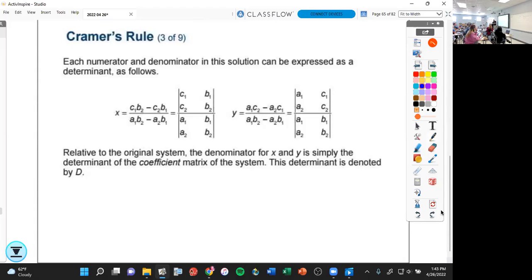Moving on. Each numerator and denominator in this solution can be expressed as a determinant as follows. So on the last slide, they had this piece and this piece given to you. What they've done is they've expanded it out just to show you that the bottom is the determinant of the coefficients. What does column 1 in our matrix, what do A1 and A2 represent?